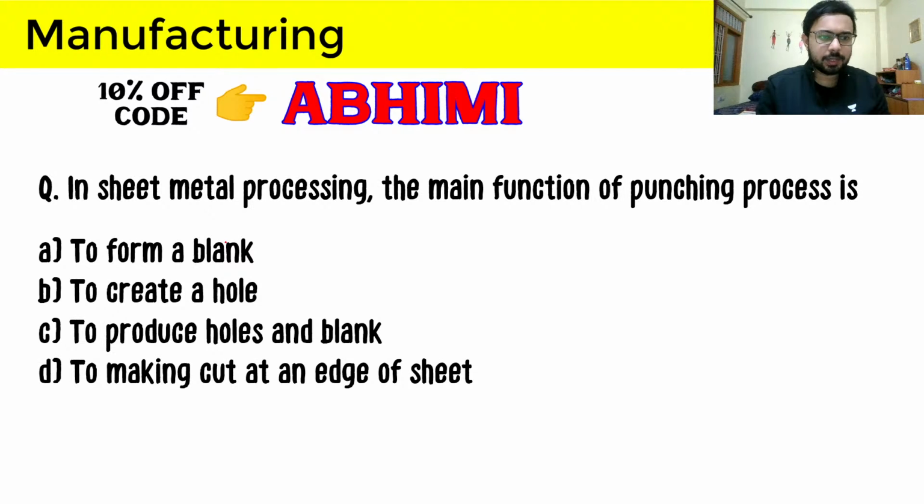So the first question here is: in sheet metal processing, the main function of the punching process is? The question is asking us, is it to create a blank, to create a hole, to produce both hole and blank, or just to make a cut at an edge of the sheet?